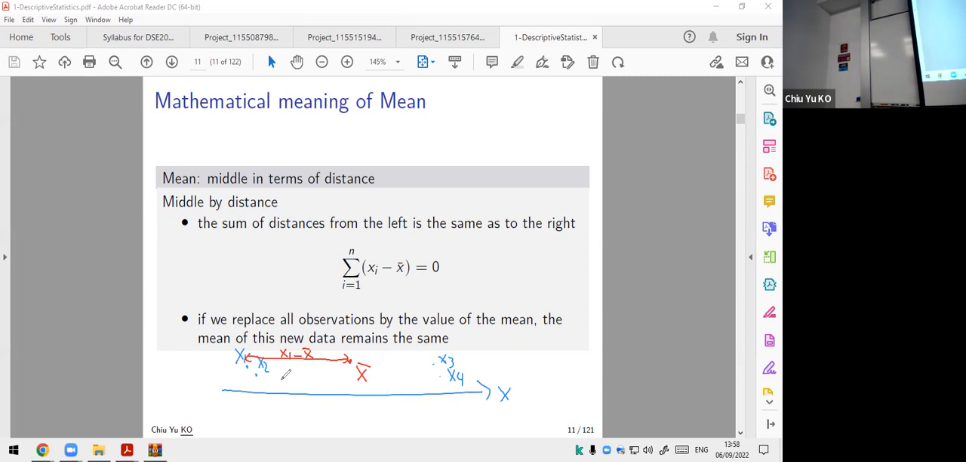So let me repeat the statement. Why x bar is the middle of the data is that it is exactly the center of the data such that the sum of the distances from the left is equal to the sum from the right. So basically, x1 minus x bar plus x2 minus x bar, these are negative. x3 minus x bar, positive. x4 minus x bar, positive. Add them up, it is 0. So adding them is 0. So that is exactly what I mean by center.